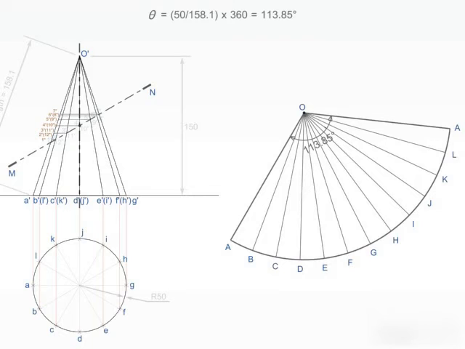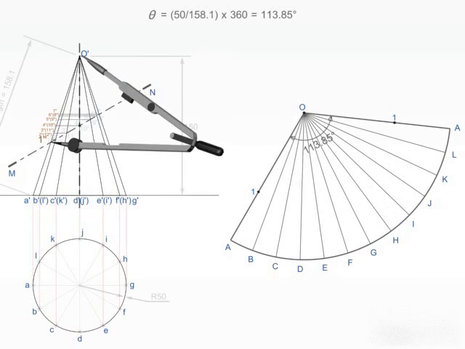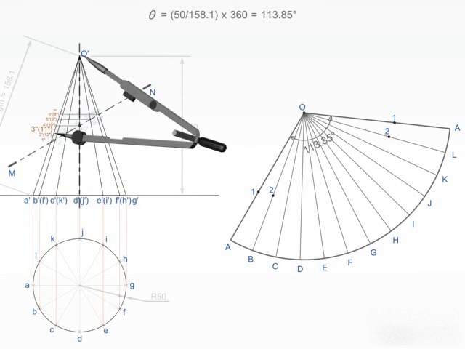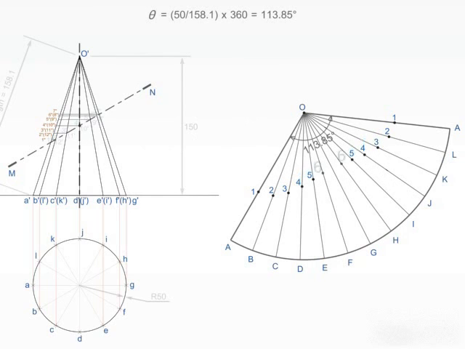Now, let's look at the development of the truncated cone. Mark point 1 on OA such that O1 is equal to O'1'. Similarly, locate the rest of the points from 2 to 12 and 1, and join them to get the development of the truncated surface.